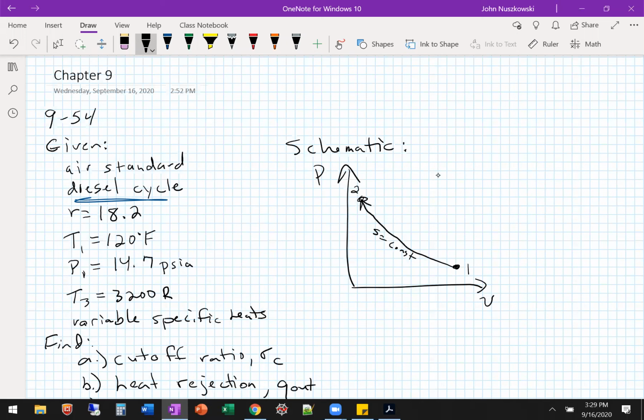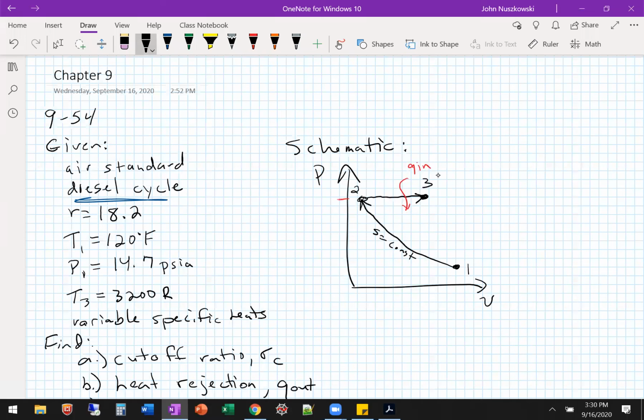Okay, now we get to 2, and we have our constant pressure heat addition. Pressure is maintained constant from 2 to 3, right? We have our heat in, right? The Otto cycle is simpler. It's a constant volume heat addition, so 2 to 3 goes up, okay? And the analysis ends up being simpler too because of that.